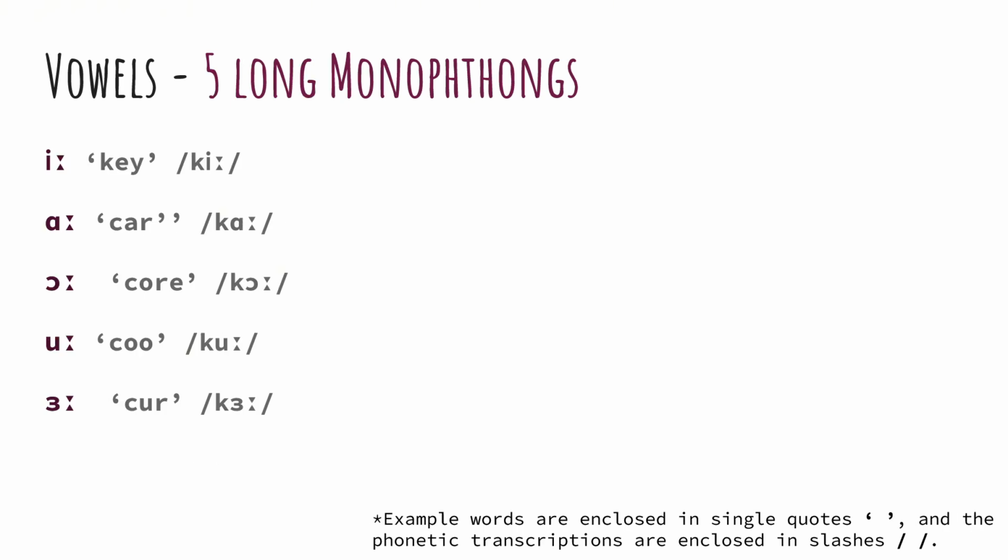Now let's look at those 5 long monophthongs, or 5 long vowels. They are e, ki, a, ka, o, ko, u, ku, ker.